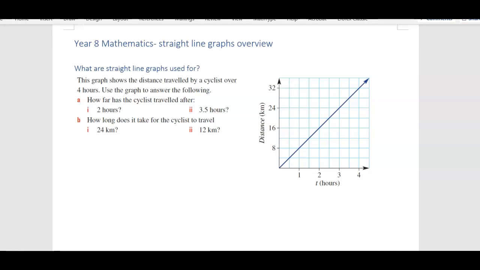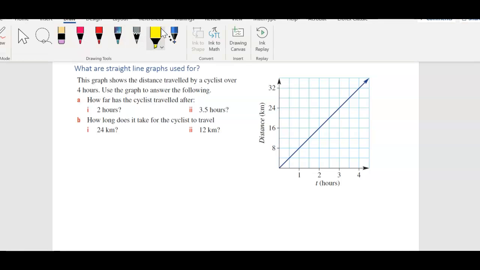So I thought I would talk about what straight line graphs are used for. This graph here is showing the distance traveled by a cyclist over 4 hours. We're going to use this graph to answer the following questions. Before we answer those questions, let's just have a look at the features of this graph. I'm just going to get my highlighter out.